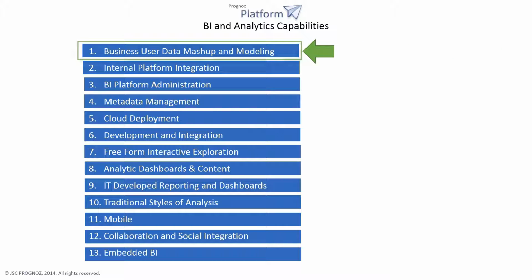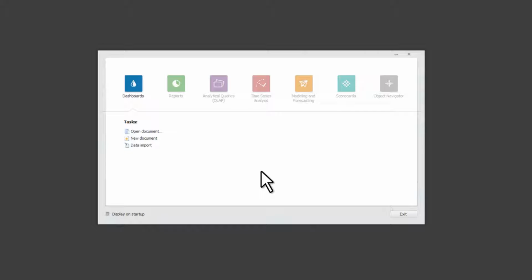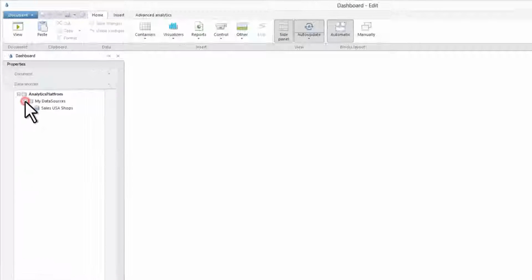Let's demonstrate some of the Prognoz platform's critical capabilities. Let's start with business user data mashup and modeling. We can analyze the sales for a particular United States company via the powerful capabilities of the Prognoz platform. To conduct the analysis, we will use the Dashboards toolkit. Let's open the data source.